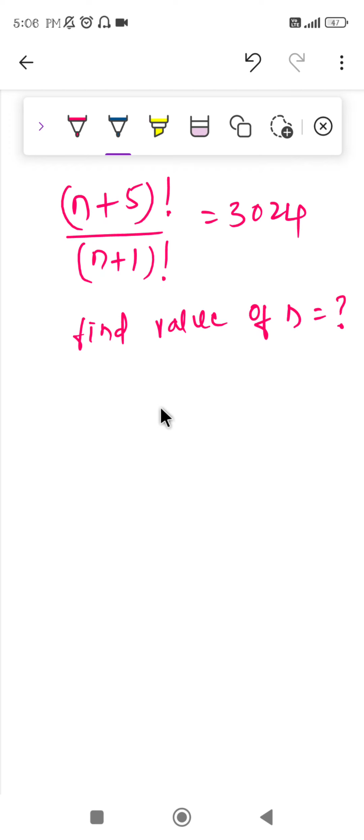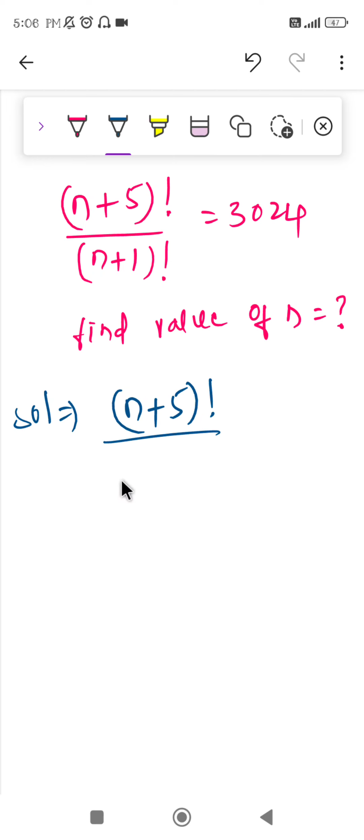So in this question, (n+5)! divided by (n+1)! is equal to 3024 is given. Then we need to find the value of n, right? Let's see the solution of this. So first we write what is given: (n+5)!/(n+1)! = 3024.